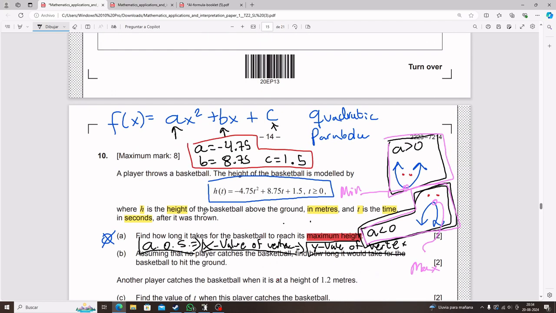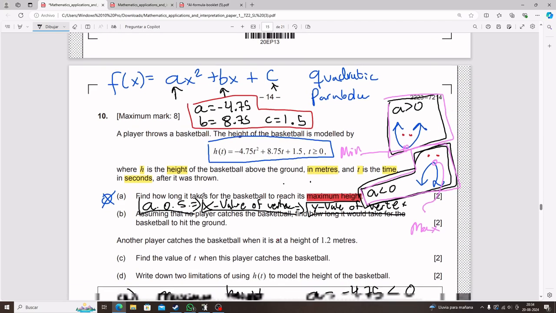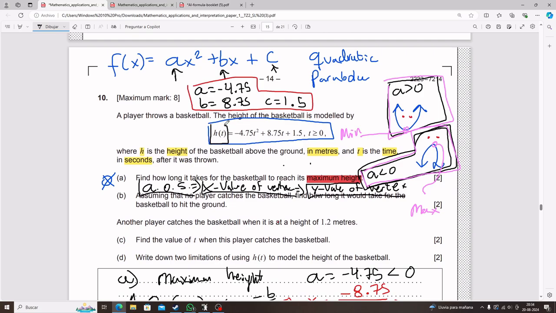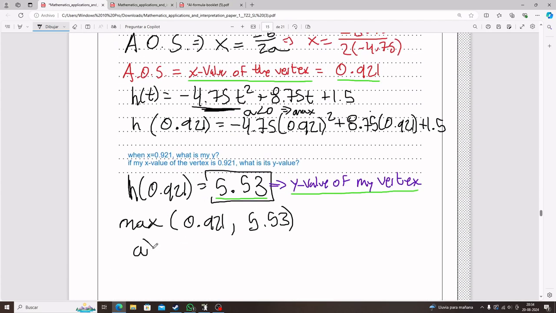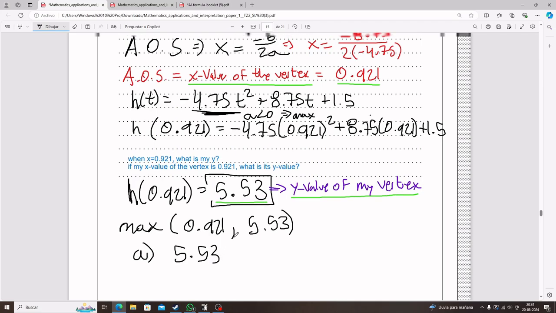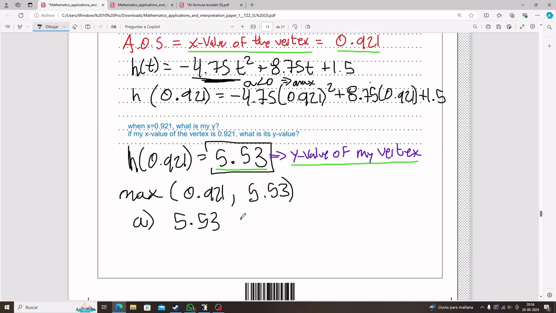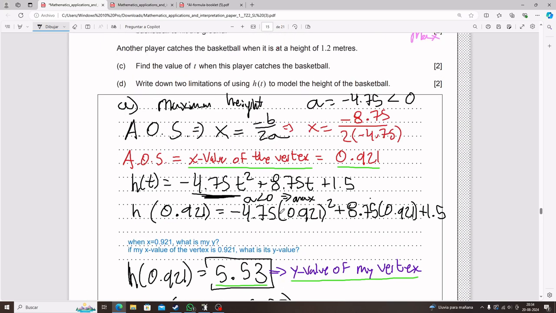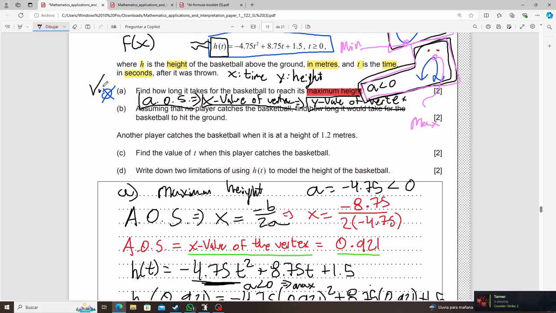Now, context. What is my x? What is my y? Because I have it as h of t, let's remember that the original version is f of x. So whatever is inside the parentheses is x, whatever is outside is y. So clearly x is going to be time, y is going to be height. So for the maximum height, it's just the y value of my vertex. So for the maximum height for part A, I would be saying 5.53. Do not forget your units, meters. All right, so that is for part A. Pretty straightforward. Quadratics are exciting.